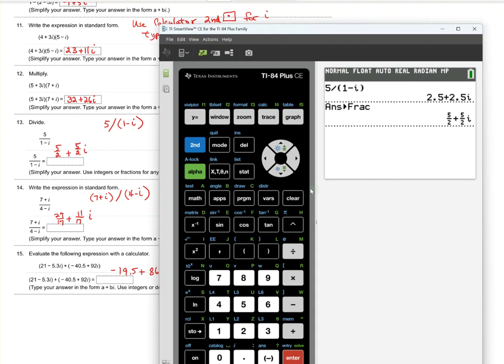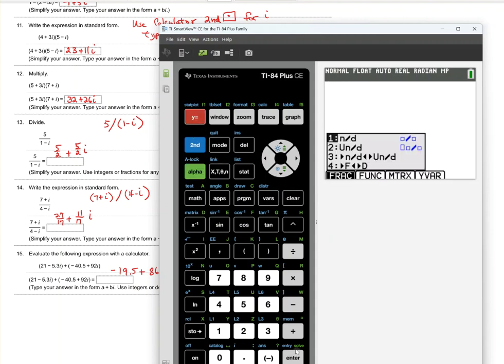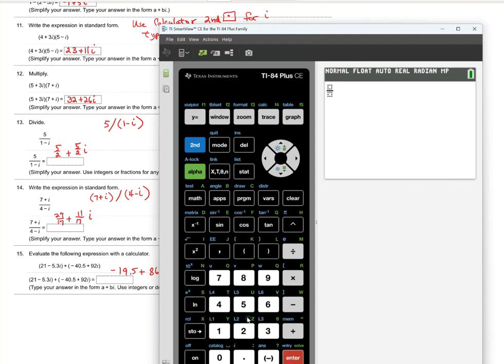The other way that you could do that instead of the parentheses is do an alpha y equals and hit enter, and on the top put the 5, hit the right arrow, and down here put the 1 minus the i. And then we can just hit enter, and we get that in fraction form already. So either way, if you want to use the parentheses, that's great. And if not, you can do alpha y equals and get the fraction.